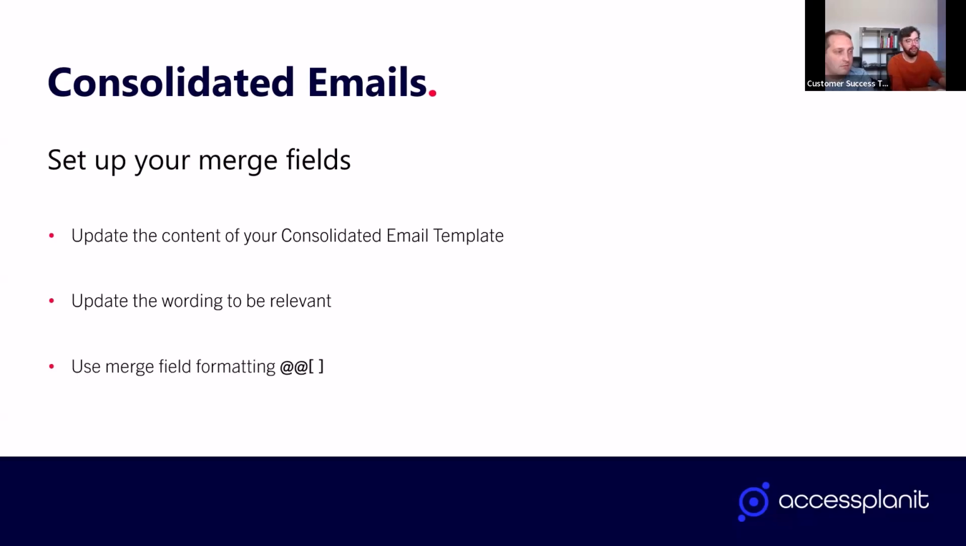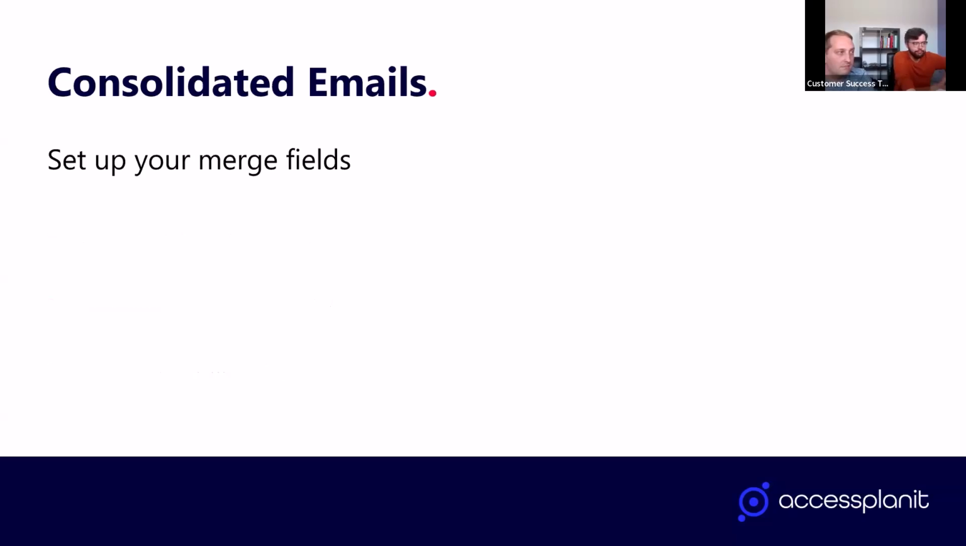Then we're going to reformat the merge fields using the double @ symbol. It's like you're telling off a pet, and square brackets. We need double @ and square brackets. So I'll take you through these steps now.